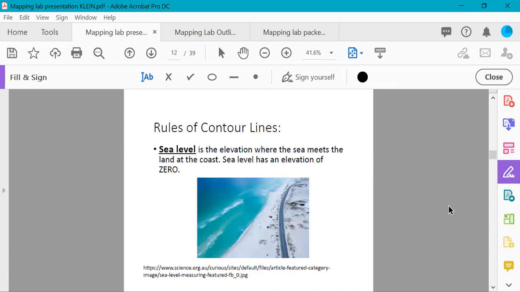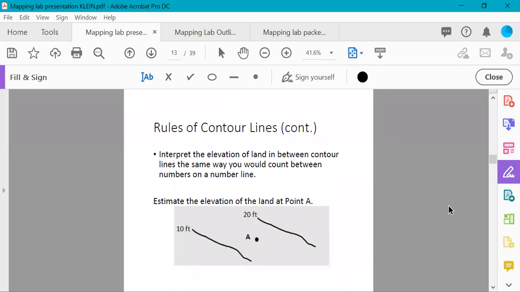So sea level is what we call the elevation where the sea meets the land, and that's going to be at the coastline. Sea level always has an elevation of 0. And then land is relative to sea level. So the elevation of land is going to be above sea level, so 10 feet above sea level, for example.